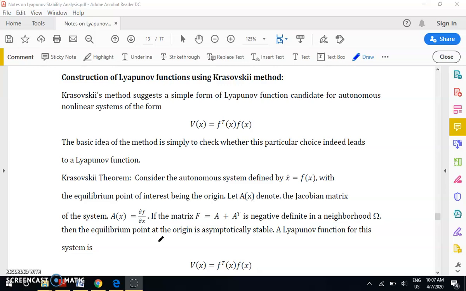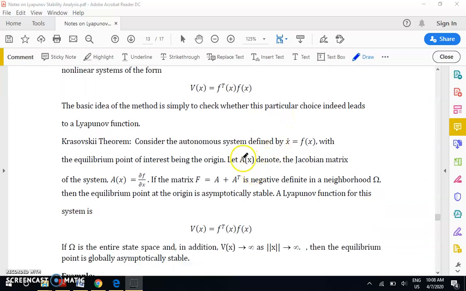One of the methods is Krasovsky's method. Krasovsky's method suggests a simple form of the Lyapunov function as V(x) equals f transpose(x) into f(x), where f(x) comes from x dot equals f(x). Now let A(x) denote the Jacobian matrix for the system, which is equal to ∂f/∂x. Then we form a matrix F that is A plus A transpose.